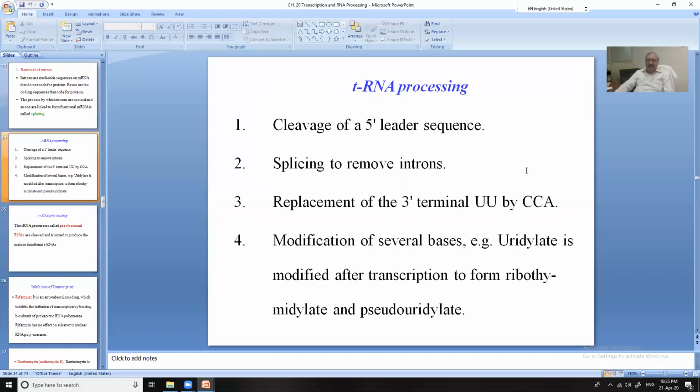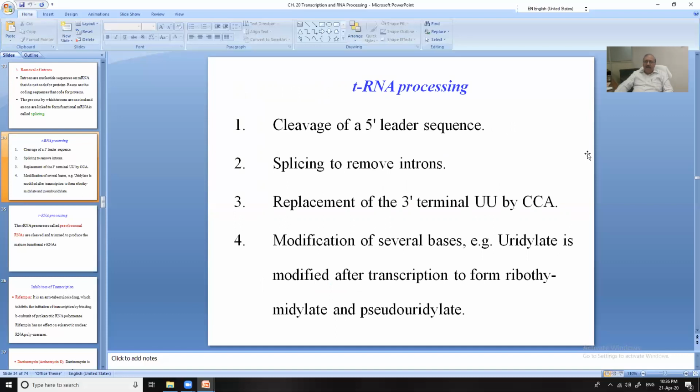What is there in the transfer RNA? Cleavage of the 5' leader sequence. Again, splicing to remove introns. Here also introns are there, they should be removed and only exons should be allowed. Replacement of the 3' terminal UUU by CCA in the transfer RNA.